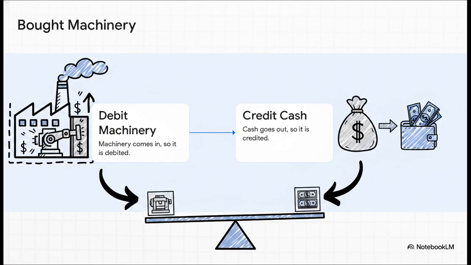At the exact same time, your physical cash leaves that boundary, it goes out into the world, so it gets a credit of 50,000. The machine comes in for a debit, your cash leaves the ecosystem for an equal credit. Boom, the seesaw stays perfectly level.